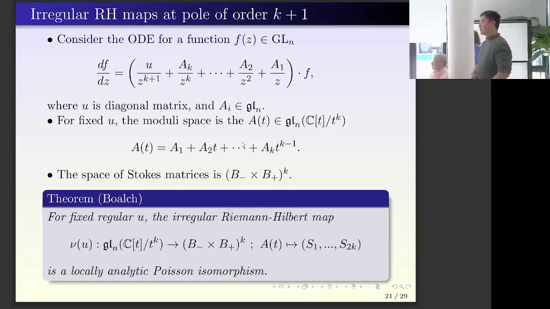Then Philip Boalch proved that for any fixed u, the irregular Riemann-Hilbert map from the Lie algebra g, or the dual of the Lie algebra, to the product of opposite Borels is actually a Poisson isomorphism, a local Poisson isomorphism. So Boalch's theorems put the Riemann-Hilbert maps in a symplectic geometric setup.